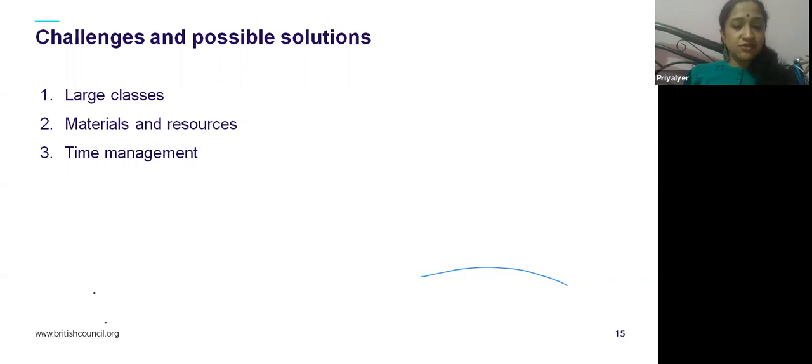Using materials and resources is also a challenge. I think it's about producing materials for so many students in a large class. You could also get your students to produce some material for you. If you're using flashcards, for example, you could involve your students in producing those materials. You could recycle materials many times. What you use in one class can be used in some other class.